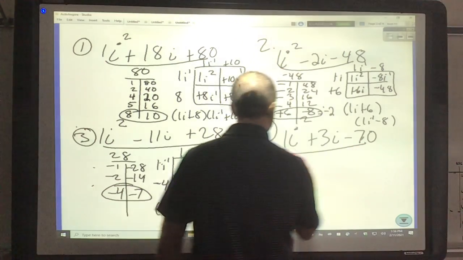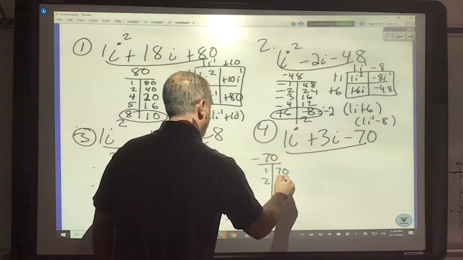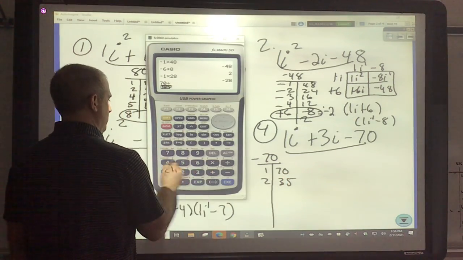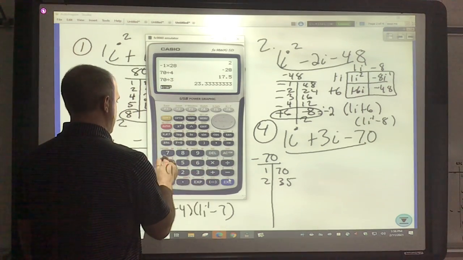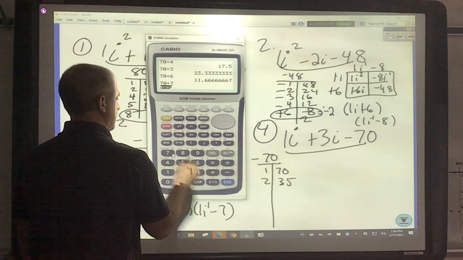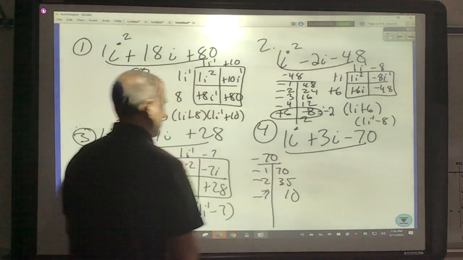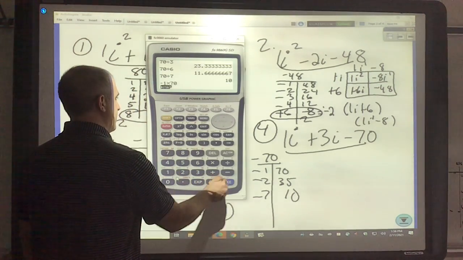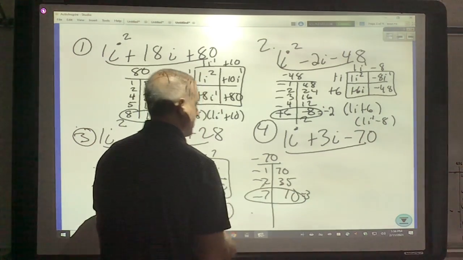Factor 1 times negative 70 would be negative 70. Factors are 1 and 70, 2 and 35. I don't know if anything else works. 4, no. I think 3, no. 6, no. 7, yeah, 7 and 10. 7, 10. Now, since I see negatives, let's test to see if it works. Negative 7 times 10 is negative 70. This set adds up to 3, exactly 3, which is good.